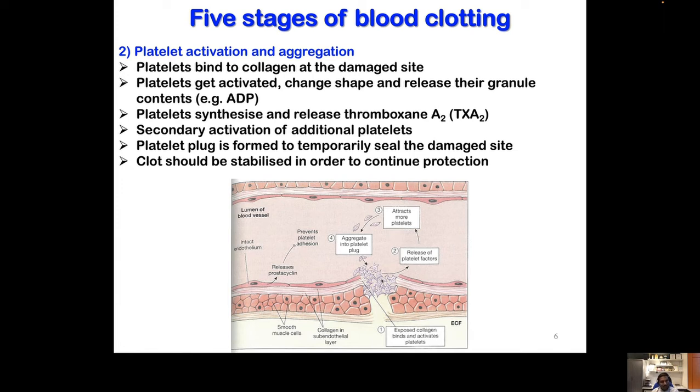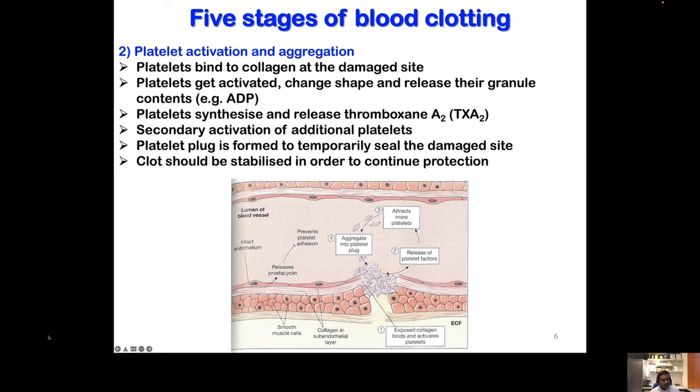So first, platelets bind to collagen, get activated, and make a monolayer. These activated platelets will change their shape and release their granule contents, particularly a molecule called ADP. At the same time, the activated platelets will synthesize and release a molecule called thromboxane A2. And thrombin will be produced on the surface of platelets. We'll talk about that in the next slide. All these molecules will activate more platelets and recruit them to the growing clot. And finally, it will seal the area.